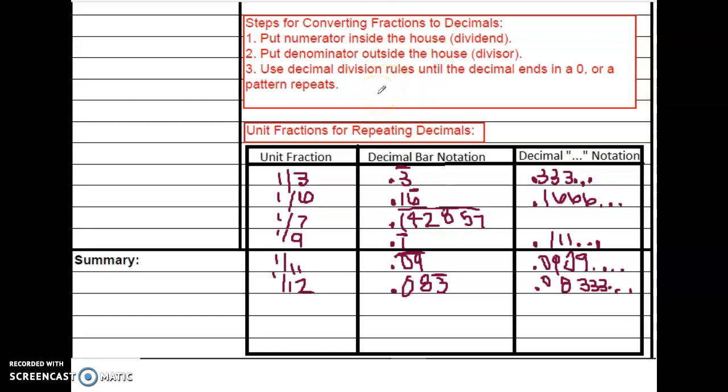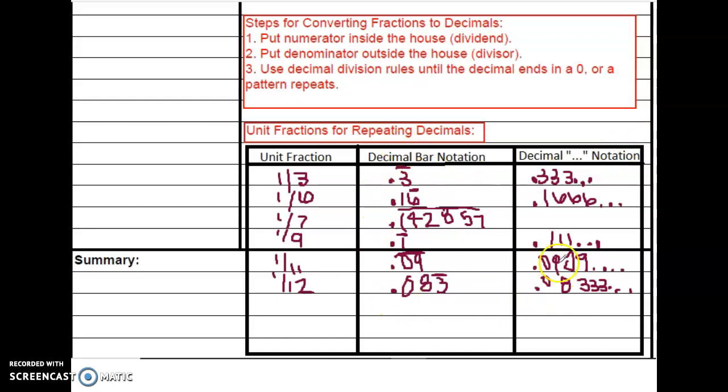So when I'm given a fraction, I'm going to put the top number inside the house, the numerator, and then I'm going to put the bottom number outside of the house, the denominator. Okay, so remember that the rule is not the biggest number always goes outside. That's not a rule. So remember, order matters with division. So whatever is up top or comes first goes inside. Whatever is on bottom or comes second goes outside. And then after I set that up, I'm going to use decimal division rules until the decimal ends in a 0 or a pattern repeats. Okay?